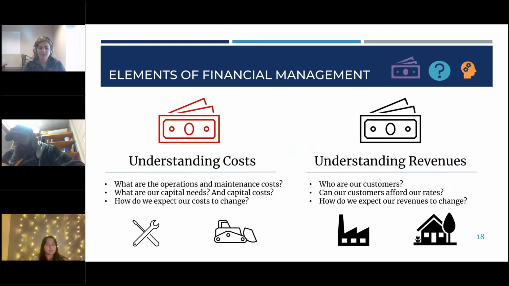So when we talk about understanding the system's finances, you can split that into two broad categories: understanding the costs and the revenues. Some of the key questions you might want to ask if you want to understand the costs associated with your system are, first, what are those day-to-day costs, right? What are the operations and maintenance costs associated with our system today? What are our capital needs? What projects do we absolutely need to get done? When do we need to get them done? And how much is it going to cost? And then, how do we expect our costs to change?